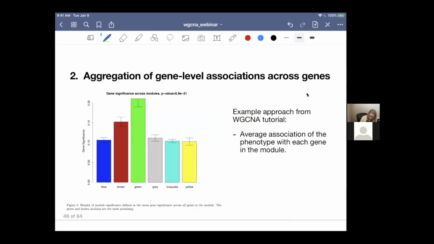We can also aggregate over gene level association. For instance, maybe you have to do it at the gene level and you can't do it at the module eigengene level. What we can do is look at all the genes and their individual association with the trait, and the example approach that they use in the tutorial is simply to take the average. But you can see how we could easily do something like a meta-analysis p-value or something similar.